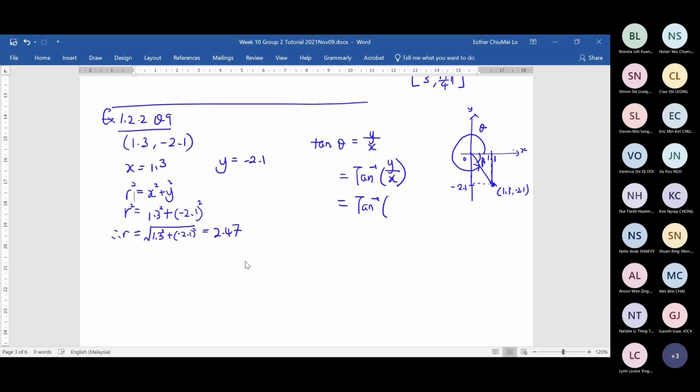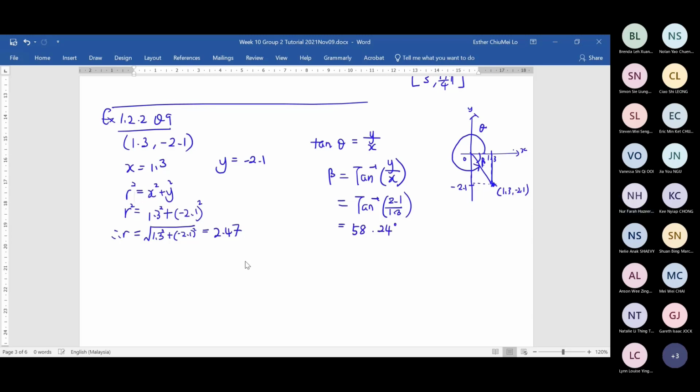In fact, this is the alpha. This is the beta. That will be the opposite and adjacent. So you see that will be your y over your x. So you just put in the value 2.1 over 1.3. So what do you get here? Maybe 58.24.